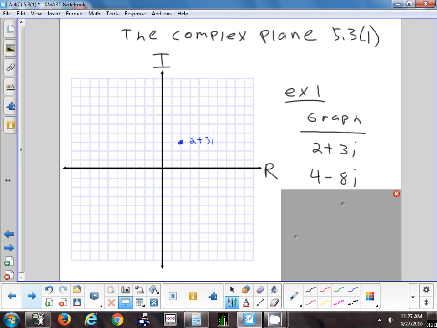All right, let's try 4 minus 8i. Melissa, could you tell me how I would graph 4 minus 8i? Over 4, down 8. And when you say over, which way? To the right. Yep, right 4, positive 4, and then down 8. And that's the point 4 minus 8i.